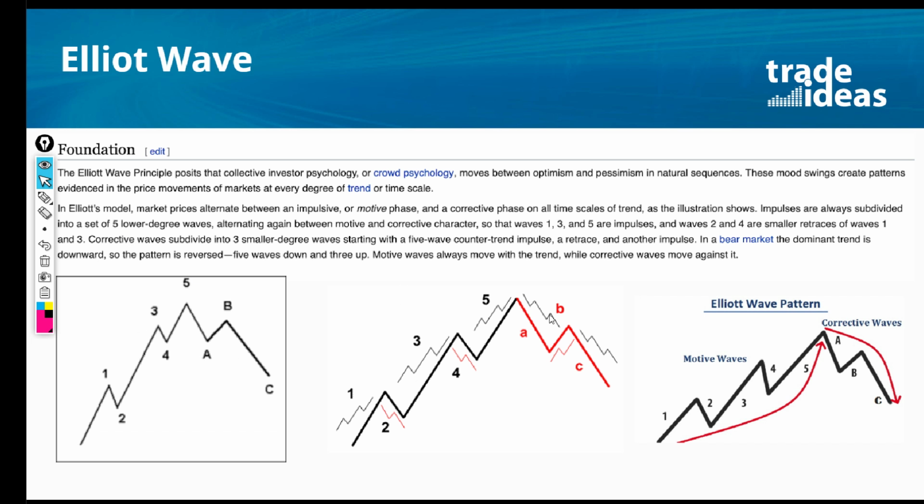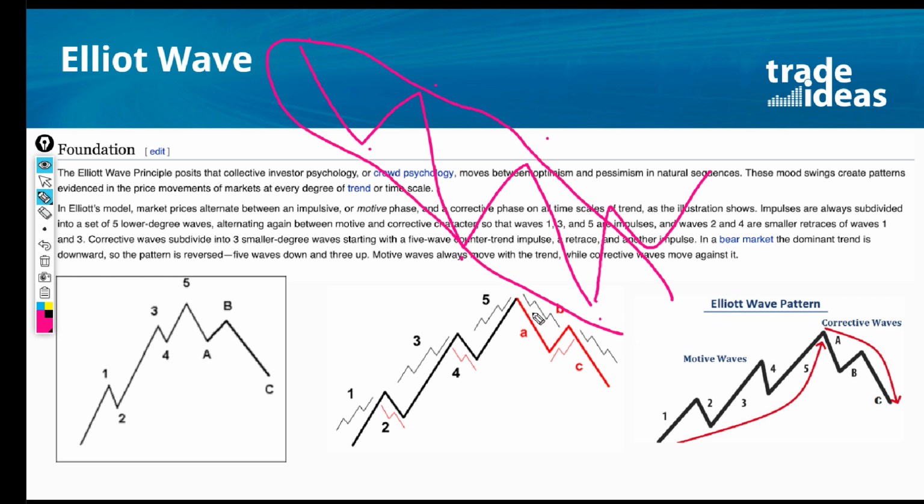So these are all longs, but you can have the same count. Basically, you count with numbers in the primary trend, and then the letters are the reversal of the trend. So if any of these were pointing lower, it would be 1, 2, 3, 4, 5, and then it would be ABC up. So the numbers indicate what the primary trend is, and then the letters indicate the retracement in that trend.